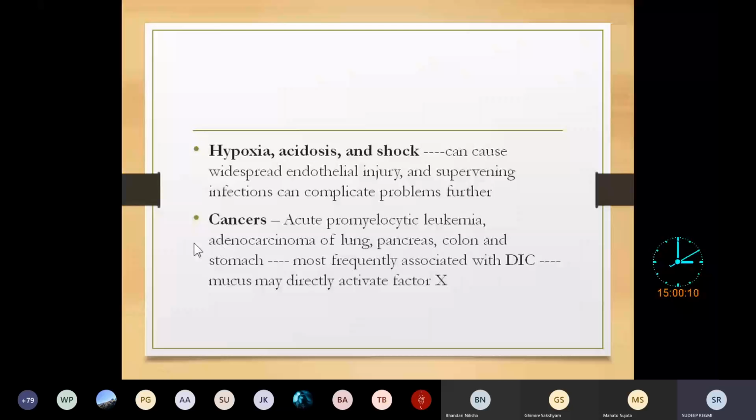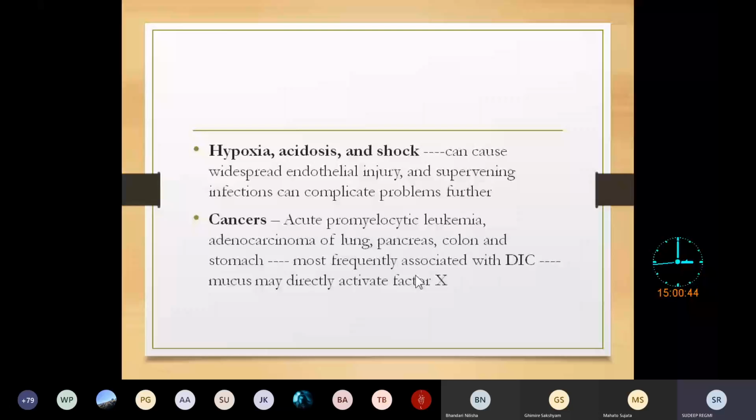Adenocarcinoma of the lung, pancreas, colon, or the stomach. In cancers, they are most frequently associated with DIC, because these cancers with mucus might directly activate factor 10. The mucus here may be the triggering factor. It will be a procoagulant and directly activate the factor 10.